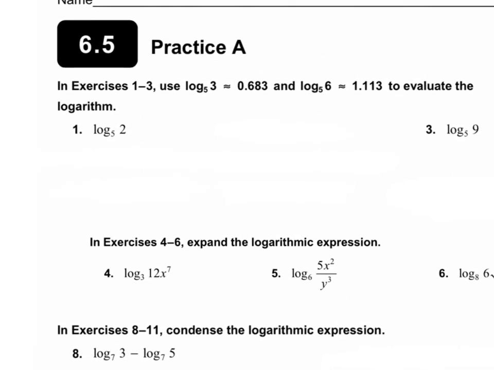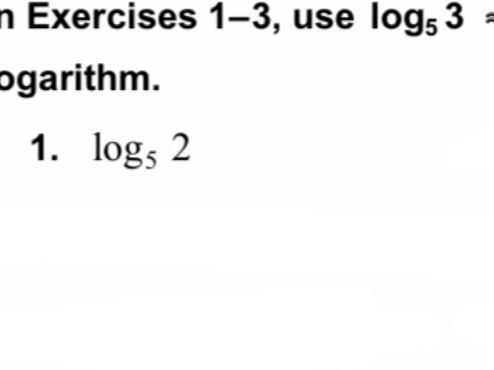So let's start with 6.5, number one. How do we get this 2 to look like a 3 or 6 or a combination of 3 and 6? Awesome. Log base 5 of 6 divided by 3. Now, how can we split this up into two different logs? Since we're dividing, we subtract. So we have log base 5 of 6 minus log base 5 of 3.